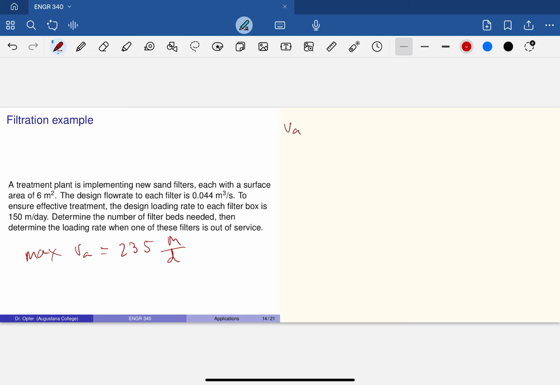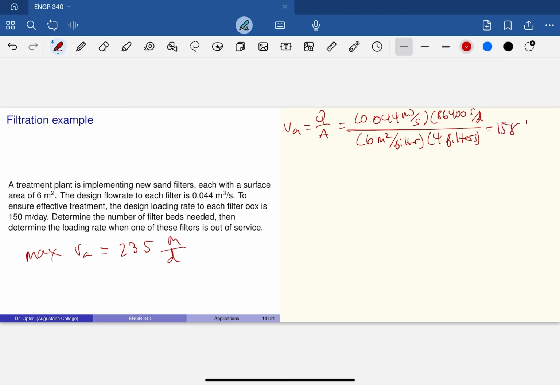So V_A is equal to Q over A, which again is 0.044 meters cubed per second times 86,400 seconds per day over a total area of 6 meters squared per filter. And we want to see what happens with 4 filters. Okay, so our total area is 4 times 6 meters squared, which is 24 meters squared. And if you plug this in, you should get a loading rate of 158 meters per day. Okay, this is underneath our 235, so we should be good.